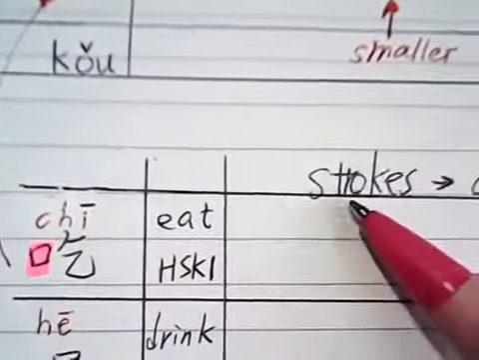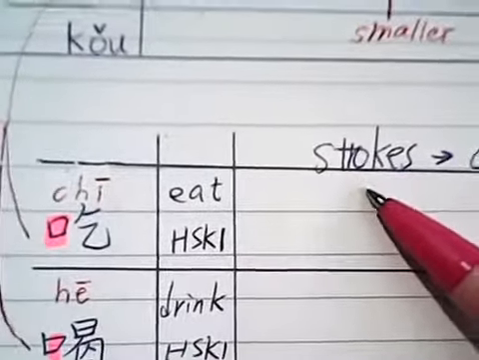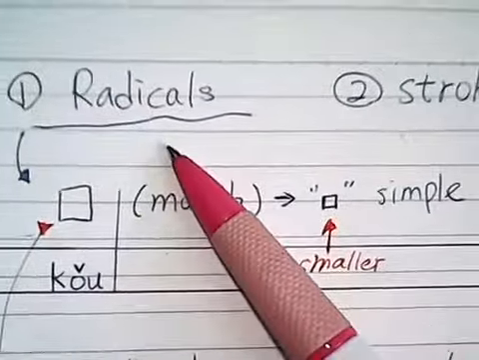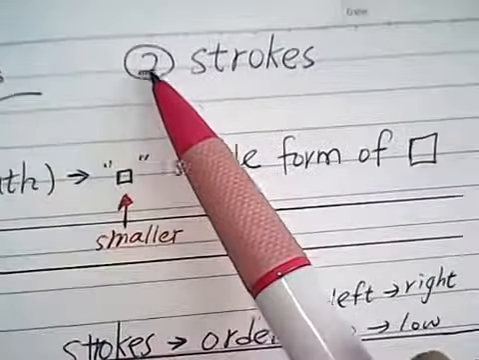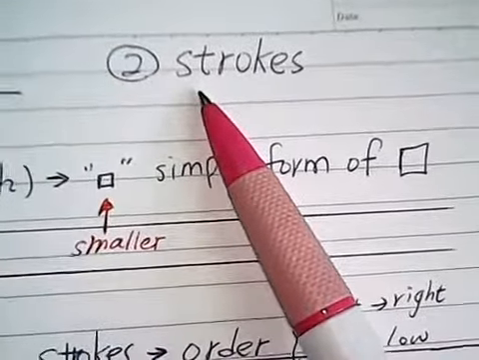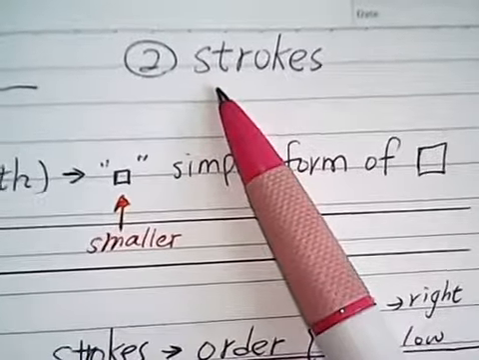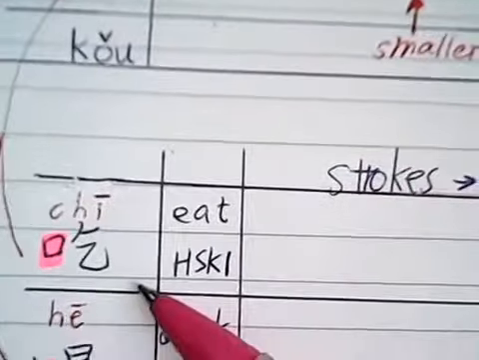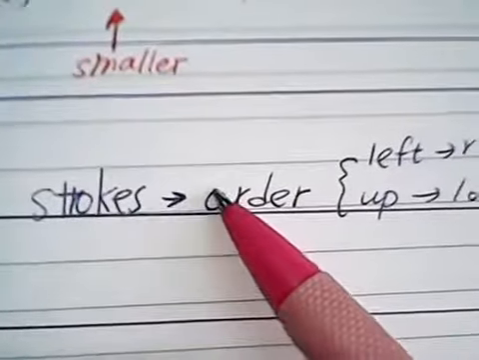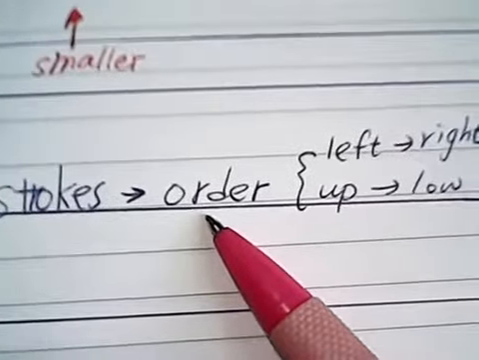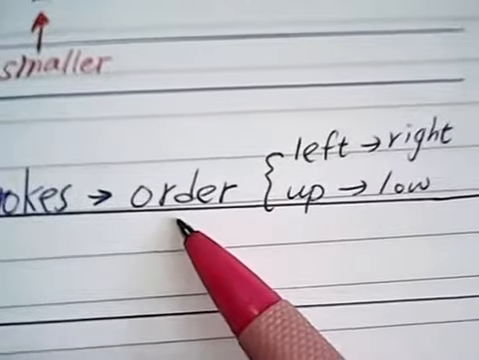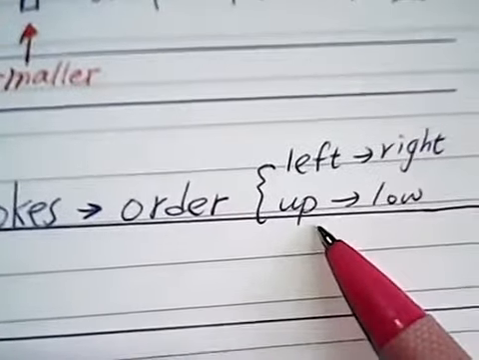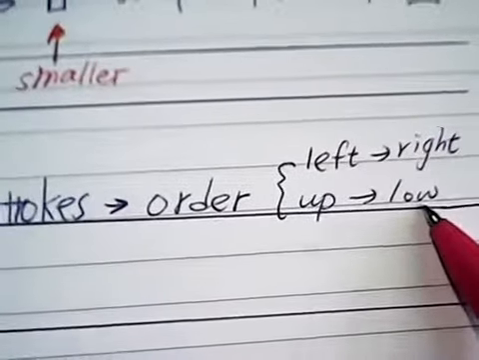Okay, and every time I say that if you want to learn how to write a Chinese word, besides radicals, you also have to learn strokes. Strokes means the order to write a Chinese word. So every time we learn how to write a word, please follow the strokes, which means the order of handwriting Chinese words. Our rules are, you write from the left to the right, and you write from the upper side to the lower side. Okay, so let's do it.